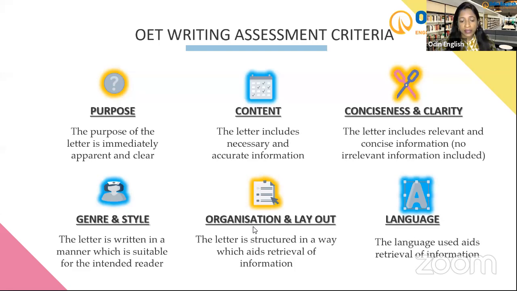The remaining 5, the maximum band score is 7. So you will be given an award, a band score. You'll be awarded a band score out of this, depending upon how well you performed in each of these criteria. The criteria are purpose, content, conciseness and clarity, genre and style, organization and layout, and language.